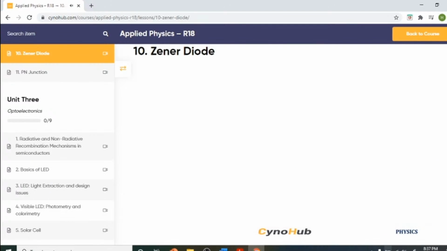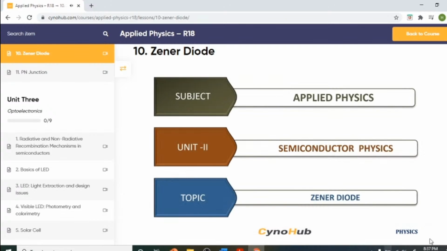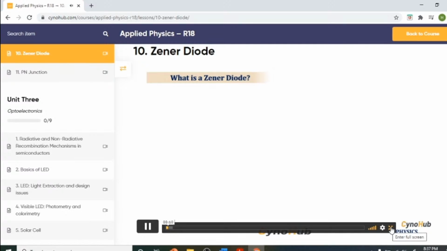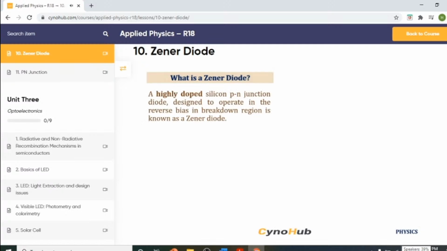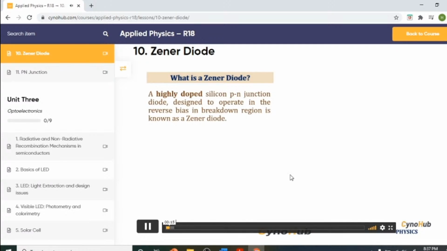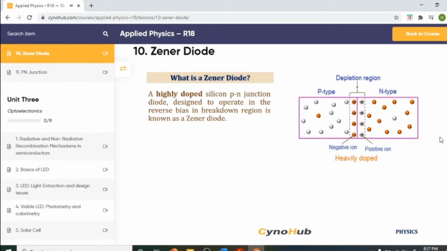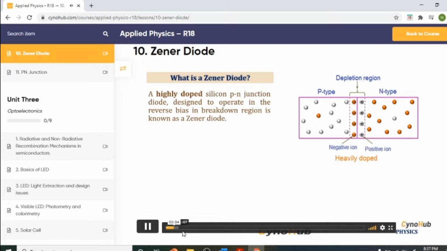Dear students, we will be discussing the Zener diode in our semiconductor physics section. What is basically a Zener diode? A heavily doped silicon p-n junction diode designed to operate in the reverse bias breakdown region is what we call a Zener diode. This is how it appears. What is the difference between a Zener diode and a normal PN junction diode? The doping concentration: the number of charge carriers available on both sides of the junction in a Zener diode would be 1000 to 10,000 times more.